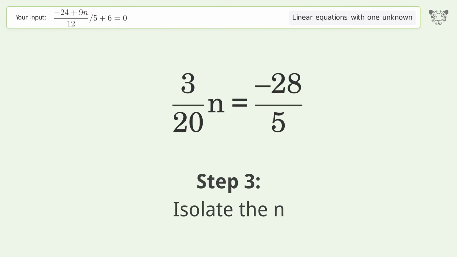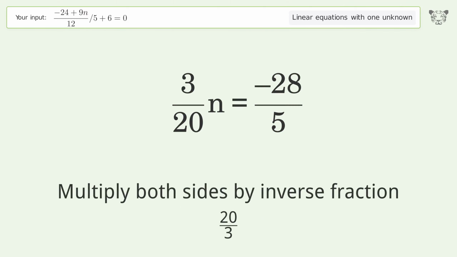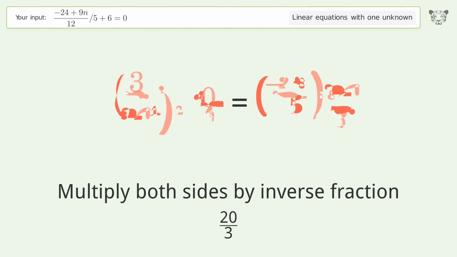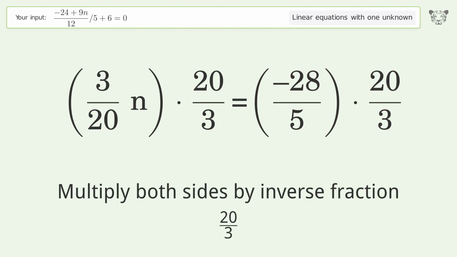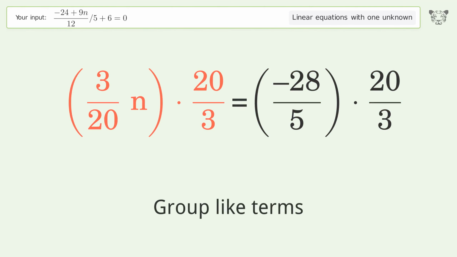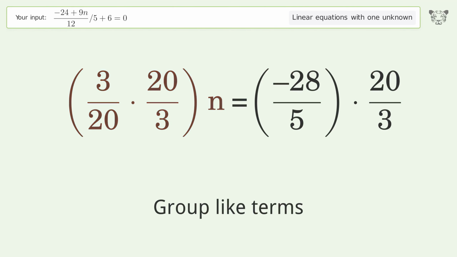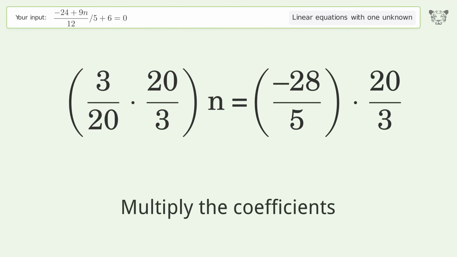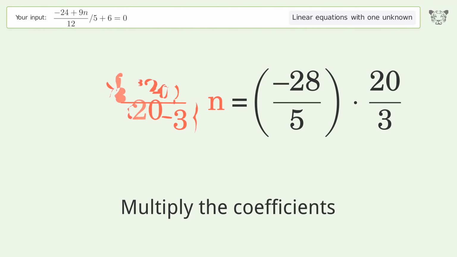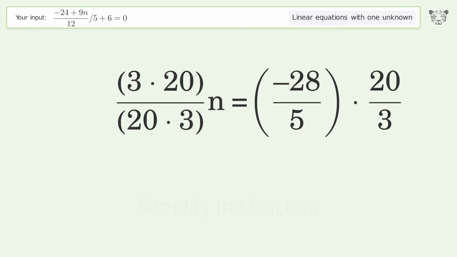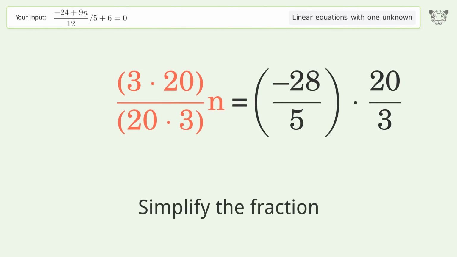Isolate the n. Multiply both sides by inverse fraction 20/3. Group like terms. Multiply the coefficients. Simplify the fraction.